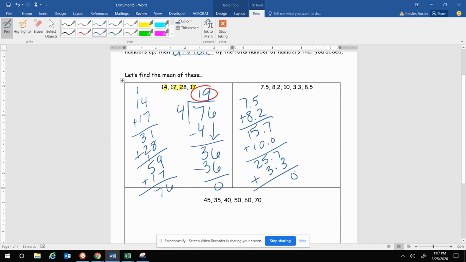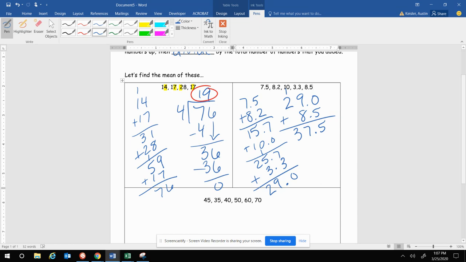7 plus 3 is 10. 5 plus 1 is 6. 6 plus 3 is 9. And then I have a 2 right there, and I have my decimal. So I get 29. And then lastly, I'm doing 29.0 plus 8.5. And I get 5. 9 plus 8 is 17. And then I get 37.5.